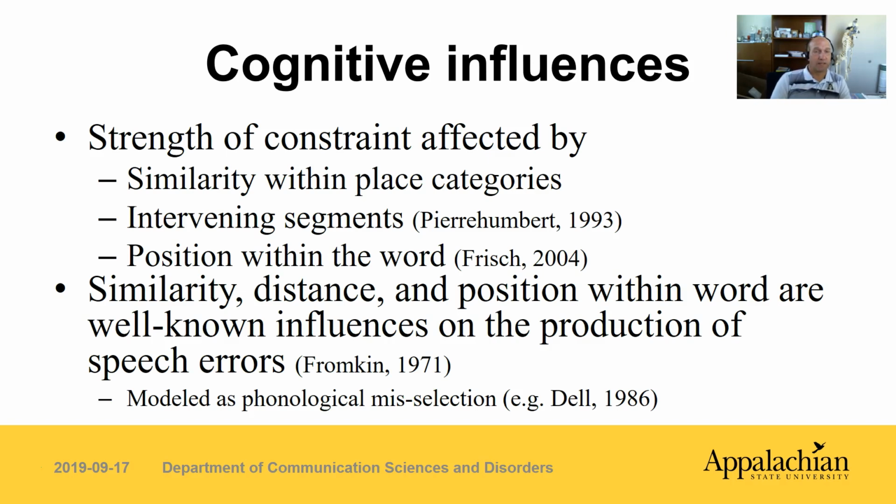These constraints based on similarity, distance in terms of intervening segments, and position within a word have been well-known influences on the production of speech errors for a long time, where speech errors can be modeled as phonological misselections. And so the fact that these same factors influence speech production provides evidence for this being a functionally based phonological constraint on the Arabic lexicon, and in fact on the lexicons of many languages.